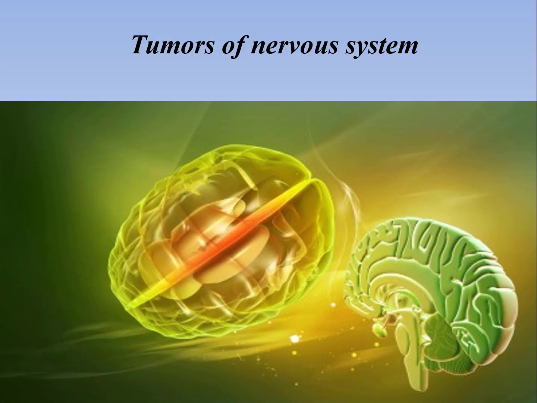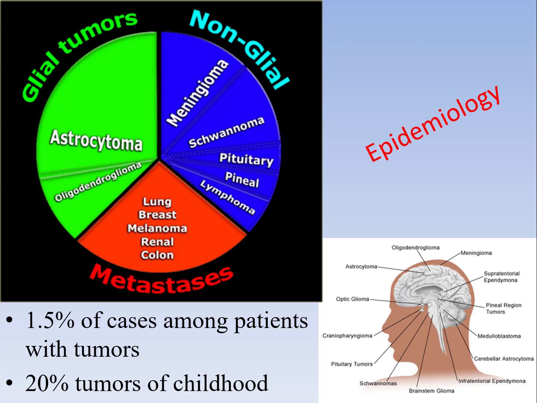Now we go to the tumors of the nervous system. Tumors of the nervous system are 1.5% of cases among all patients with tumors. Not so big, but for all tumors of the brain in the central nervous system, whether the tumor is benign or malignant, it has a tendency to be clinically malignant because it grows in a confined area.